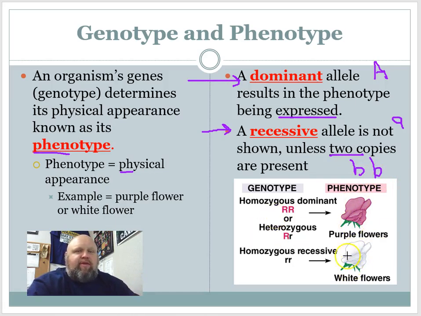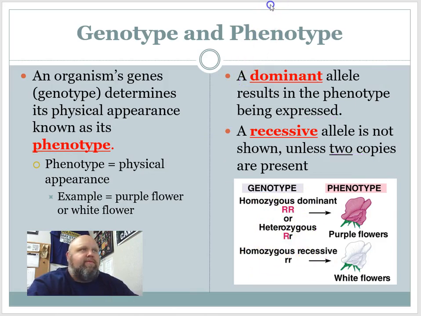All right, so in these flowers, purple is dominant. So if you have big R, it's going to be purple. If you have big R, little r, there's still a big R there, so it's also going to be purple. But when you have the two recessives, the two little r's, you see the white. Okay, we call this homozygous dominant, or heterozygous. And then the recessive, homozygous recessive.